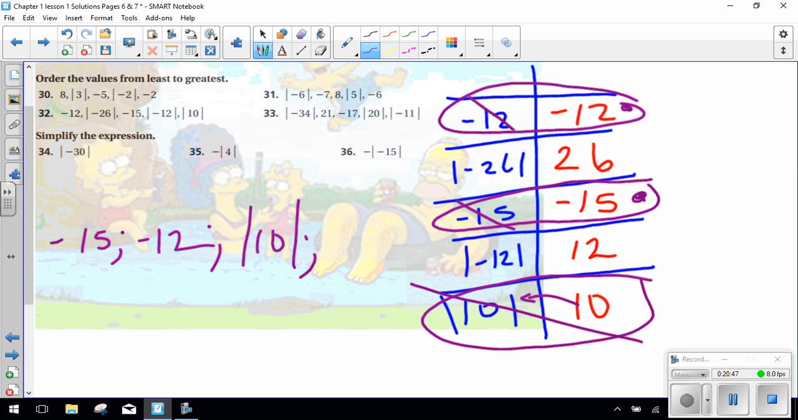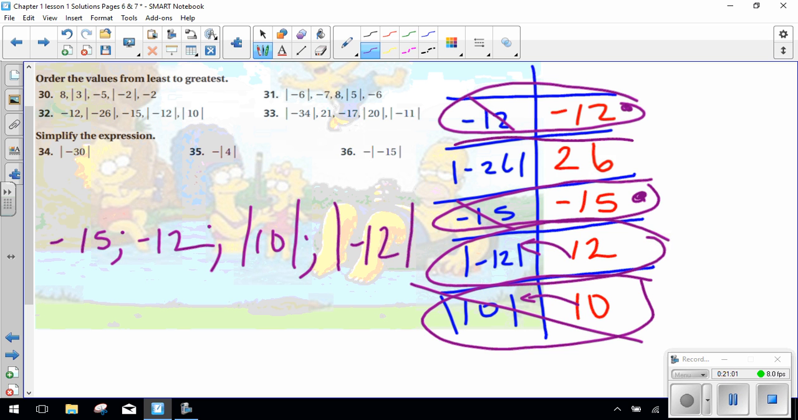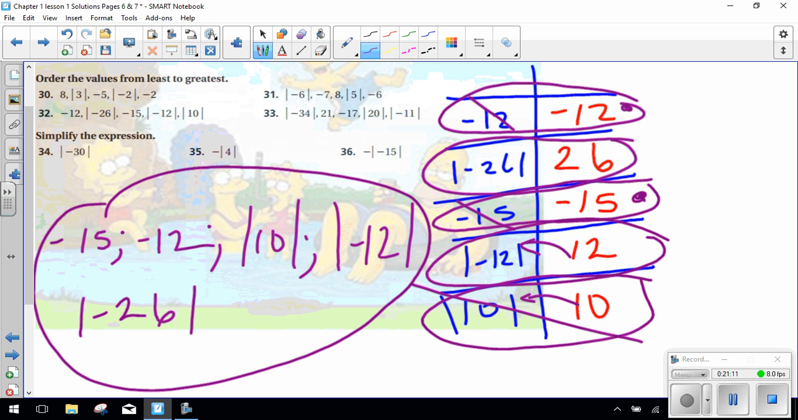From 10, who comes next, 26 or 12? And hopefully you're saying 12. And the original number given was the absolute value of negative 12. And finally, there's only one number left, which is 26. And its original form was the absolute value of negative 26. So here is your solution. Some students like these graphs, some don't. If you wanted to draw it out in a number line, go right ahead and do so.